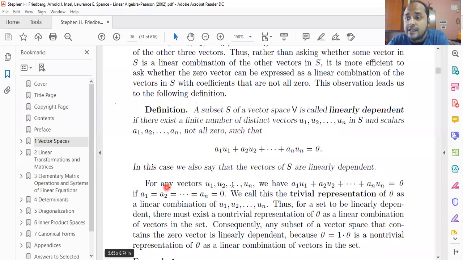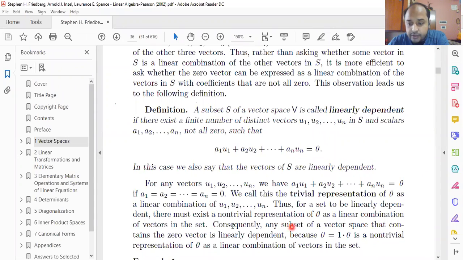For any vectors U1, U2, ..., UN, we have this if A1 equals A2 equals ... equals AN equals 0. Now, it is pretty obvious that A1 U1 plus A2 U2 plus ... plus AN UN equal to 0 always has a trivial solution: if individual coefficients are 0, then also the result is 0. So this representation is called the trivial representation. But in the linearly dependent set definition, they are not talking about the trivial representation. They are talking about the non-trivial representation where not all the coefficients are 0.